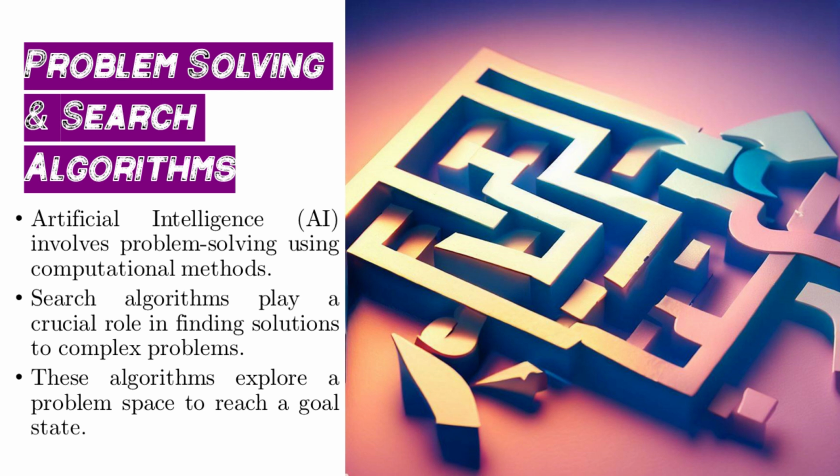Problem solving and search algorithms. Artificial intelligence involves problem solving using computational methods. At the core of problem solving is the concept of search algorithms. These algorithms help us explore and navigate through a problem space in order to reach a desired goal state. By employing various search strategies, we can find optimal or near-optimal solutions to complex problems.